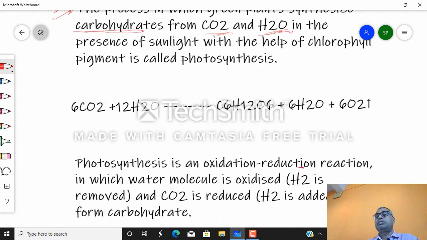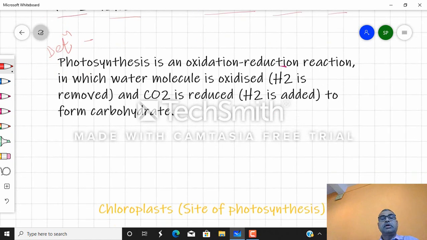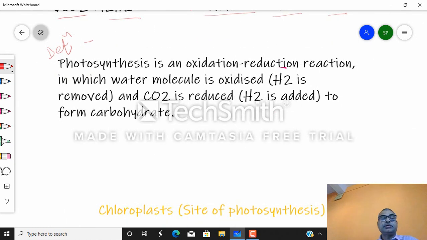The overall equation of photosynthesis is 6CO2 plus 12H2O, which gives rise to C6H12O6 plus 6H2O plus 6O2. Again, one definition of photosynthesis is that photosynthesis is an oxidation reduction reaction in which water molecule is oxidized and CO2 is reduced to form carbohydrate.